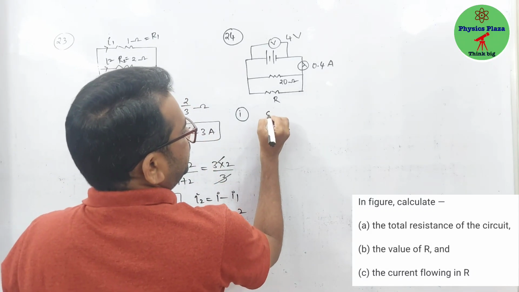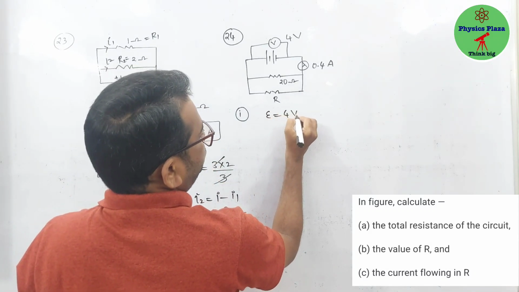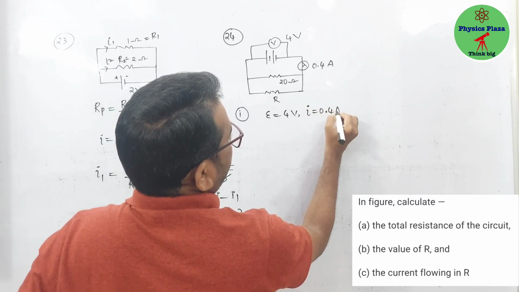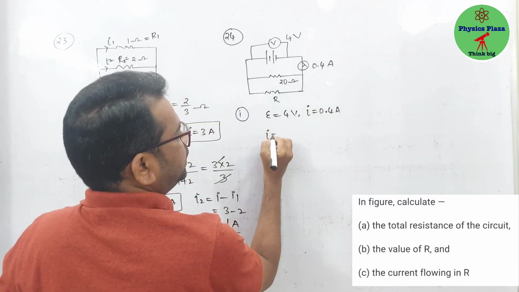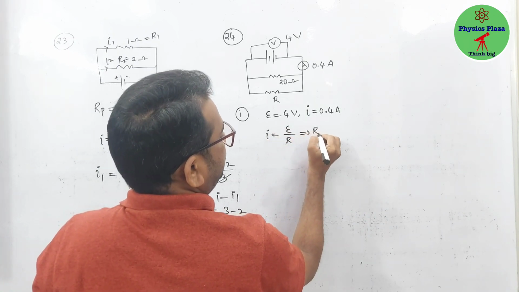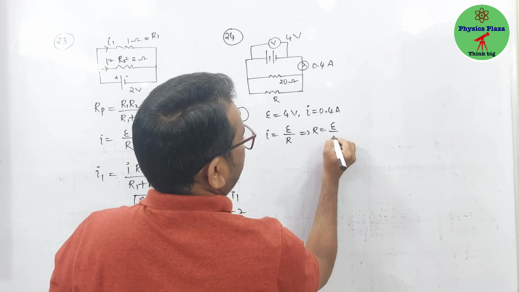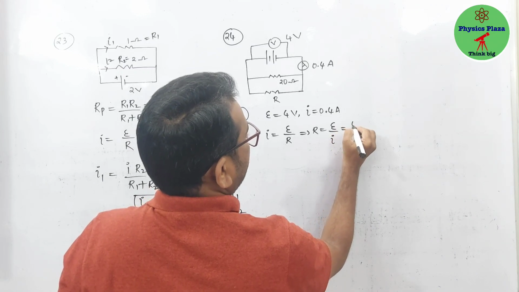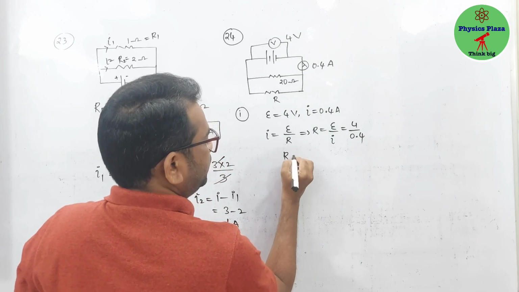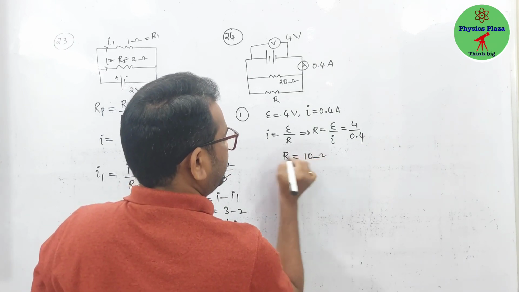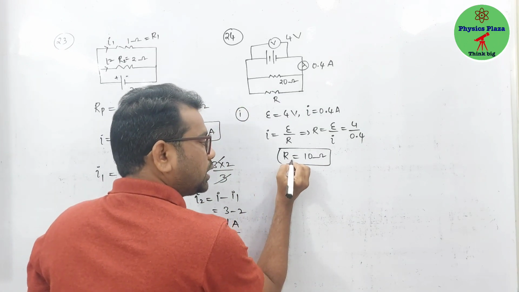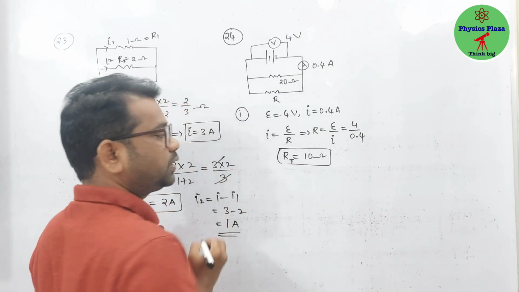So here EMF is 4 volt. Total current in the circuit is 0.4 ampere. So we know that I is equal to EMF by R. So from this, R is equal to EMF by I, which will be 4 by 0.4. If you simplify, you will get 10 ohm. Very simple. Don't get confused. This is the total resistance of the circuit, the total resultant.